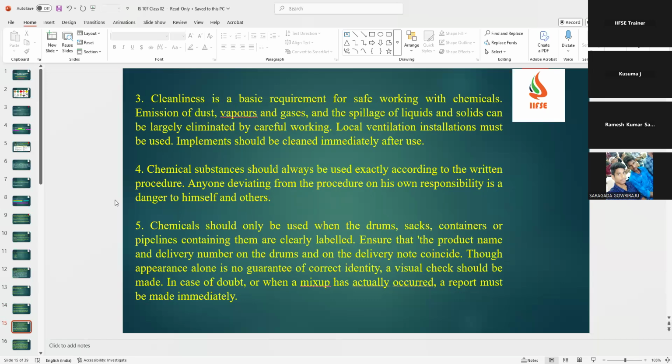Okay, whenever you are handling a chemical, the facility should be very clean. In case any spillage happens, it has to be removed immediately. And also we have to avoid the accumulation of dust, vapors and gases. So by putting in local exhaust ventilation, whatever emissions, dust or vapors are generated in the facility can be taken out immediately. And also we have to use proper PPEs.